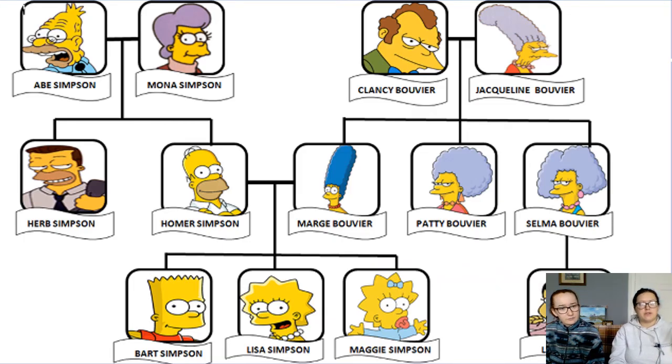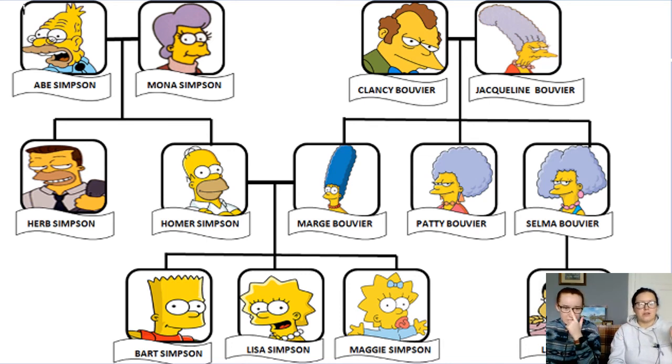Okay, now to give the example in this one, the P generation is Abe Simpson, Mona Simpson, Clancy Bouvier, and Jacqueline Bouvier. The F1 generation is Herb and Homer, Marge, Patty, and Selma. And the F2 generation is Bart, Lisa, Maggie, and Ling. But Ling is adopted, so kind of a bit iffy to all of this because she will not share any of the genetics of any of the other people in it. But it was just to get the idea of this is a family tree you probably know of, and there's the generations within them.